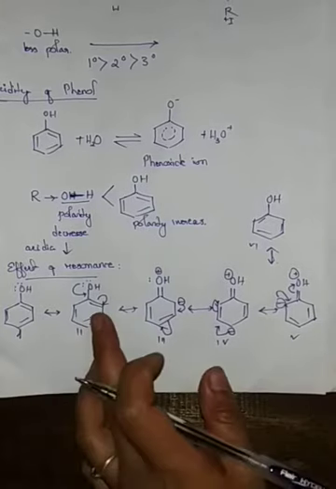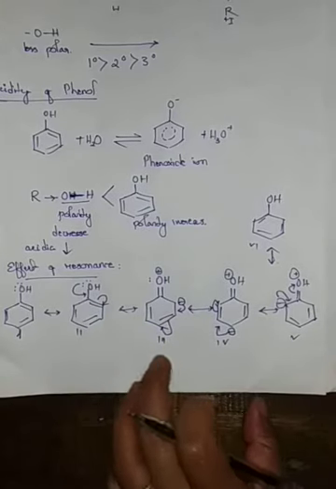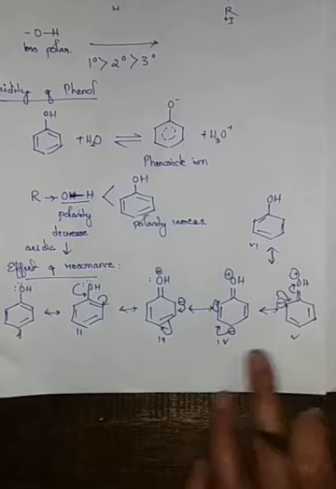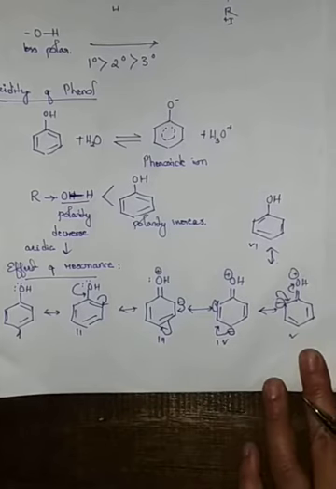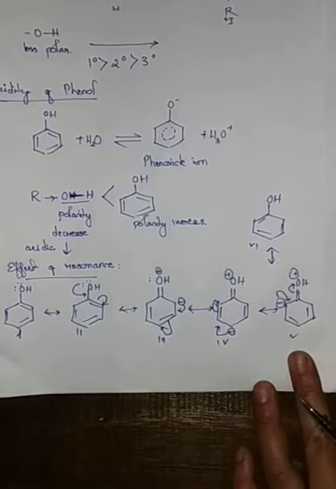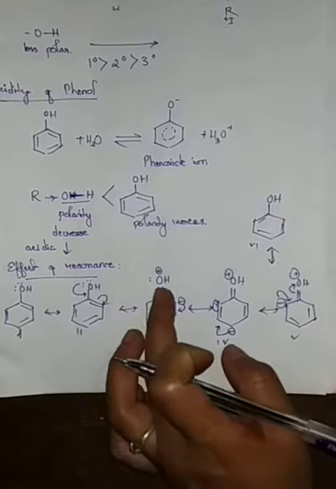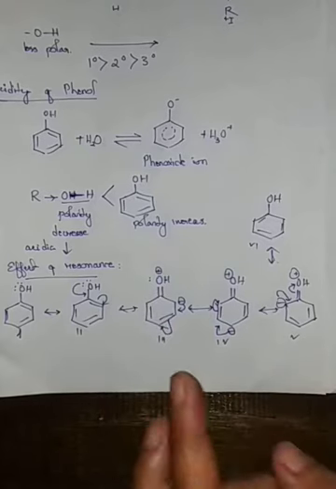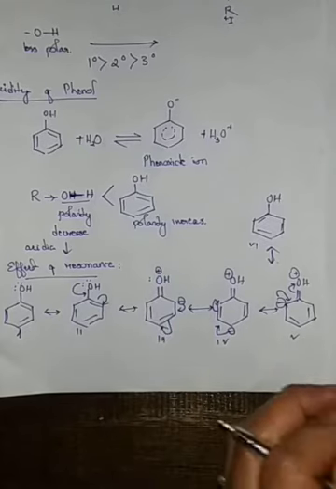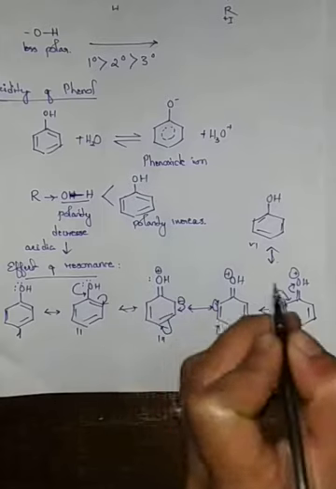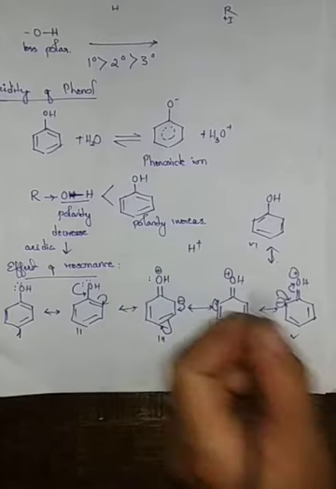Now if we see here in structure 2, 3, 4, and 5, we see that due to resonance, the oxygen atom of this hydroxyl group acquires a positive charge. Now, when this happens, this will make the release of our hydrogen atom as an H plus, as a proton, easier.